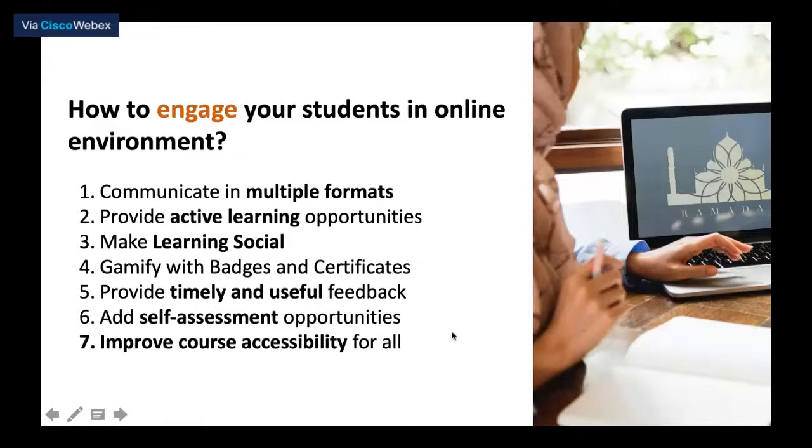Add self-assessment opportunities, all right? And then improve course accessibility for all. Mungkin kalau you put your content in e-learn, some of them, the data might not be that good. So you can actually put your video in WhatsApp ke, give them personal message ke, whatever. Try to cater the needs for all your students, okay?